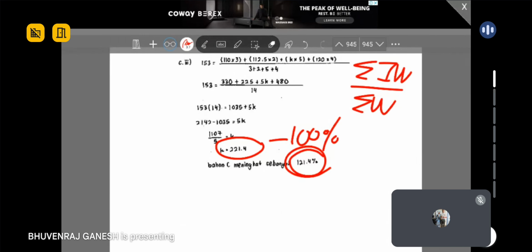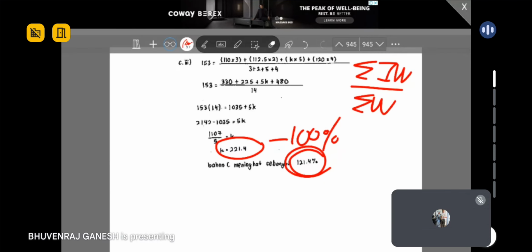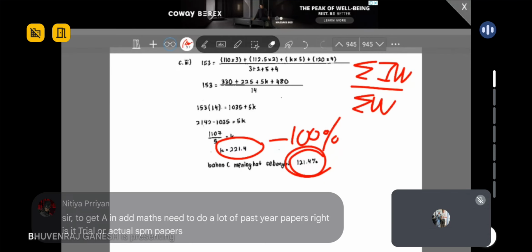Okay, guys, congratulations. We have finished the paper in just 2 hours. 2 jam saja kita dah habis kertas. So do you guys understand? Boleh dapat? Senang kan SPM, guys? Very simple, right? To score A.